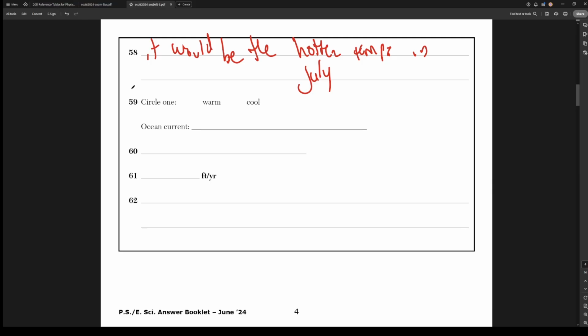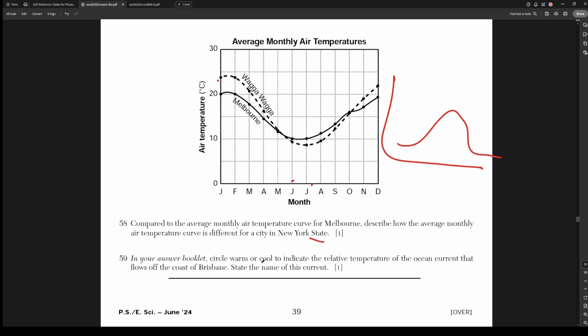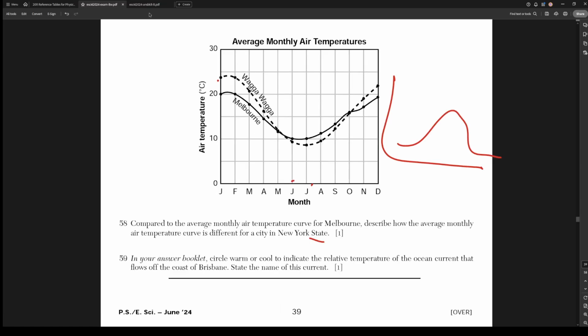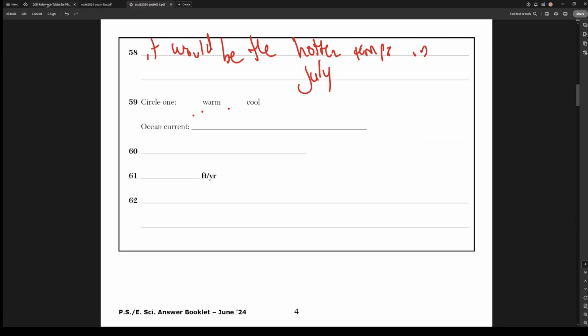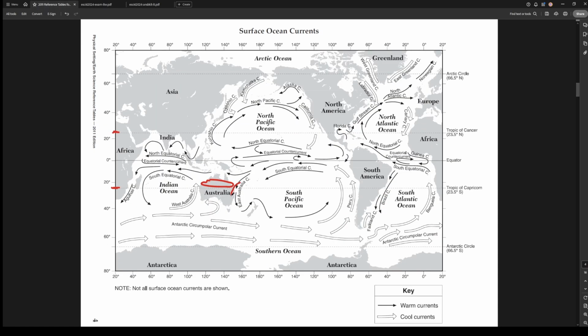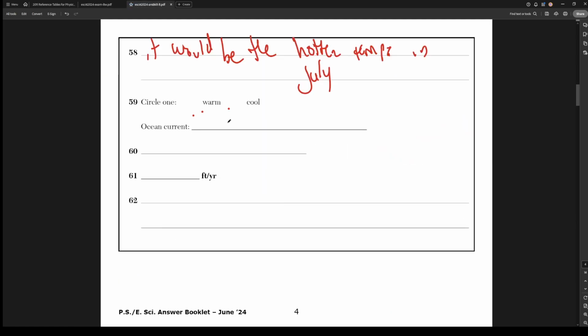That's fine. All right, circle one, warmer or cooler, and name the ocean current. Circle the warmer or cooler to indicate the temperature of the ocean current that flows off the coast of Brisbane. So we're going to look at Brisbane. That's the east coast of Australia. So we're going to go to our reference table, page 4, our ocean currents. Find Australia. Look, it's the East Australian current, and that's a solid arrow, which means it's warm. So warm, East Australian current.